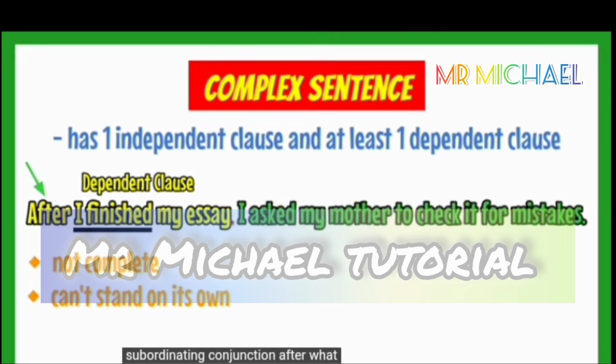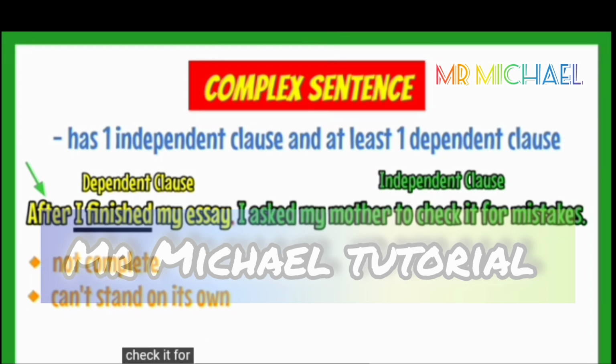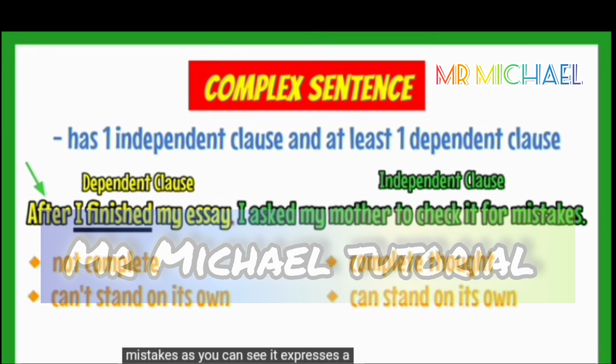What about the remaining clause? It is an independent clause. I asked my mother to check it for mistakes. As you can see, it expresses a complete thought, and it can stand on its own as a complete sentence. Also, it has a subject, which is I, and a verb, which is asked.